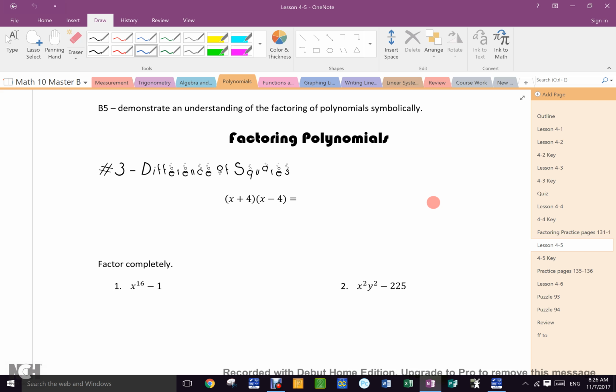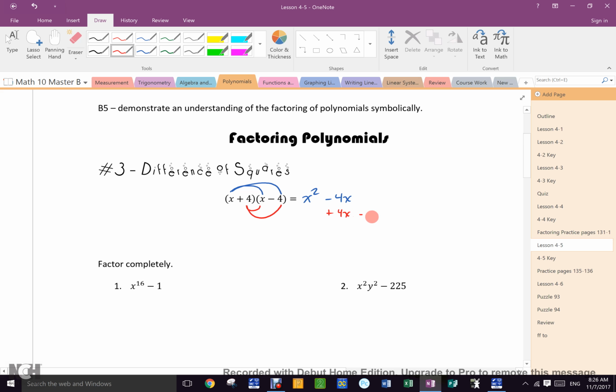Also, if you write this one out the way I write it out, you will see a very interesting pattern developing. So let's start. X times x is x squared. X times negative 4 is minus 4x. Then I'm going to go to the next term. 4 times x is positive 4x. And 4 times 4 is, of course, negative 16.